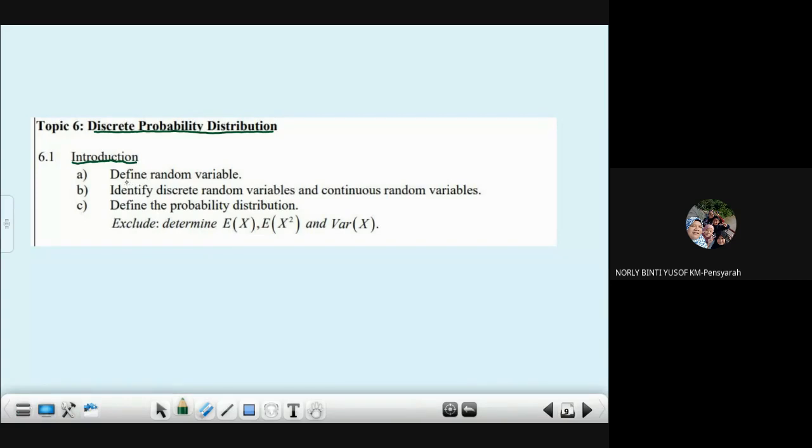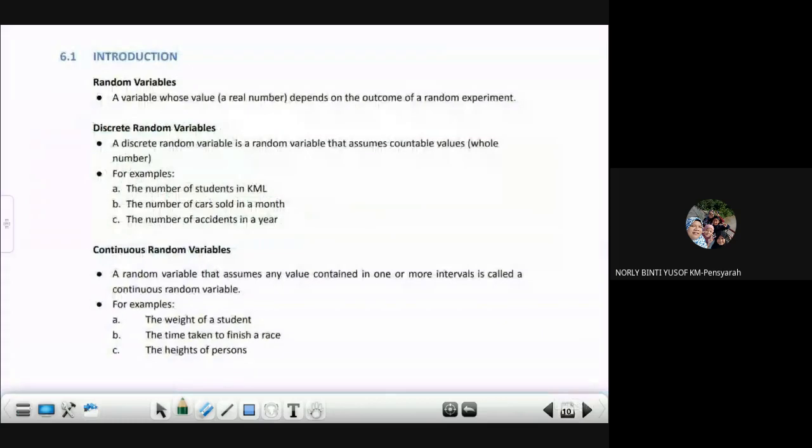So you have to define the random variable and identify the discrete random variable and continuous random variable. Hanya identify sahajalah. And define the probability distribution. Cuma you akan tak belajar, exclude means not included lah. Exclude kita tak akan cari mean, EX ni mean lah, and mean kuasa 2 and also variance untuk data probability distribution you. Okay, so dia excluded lah kat learning outcome tu. So tengok pada introduction.